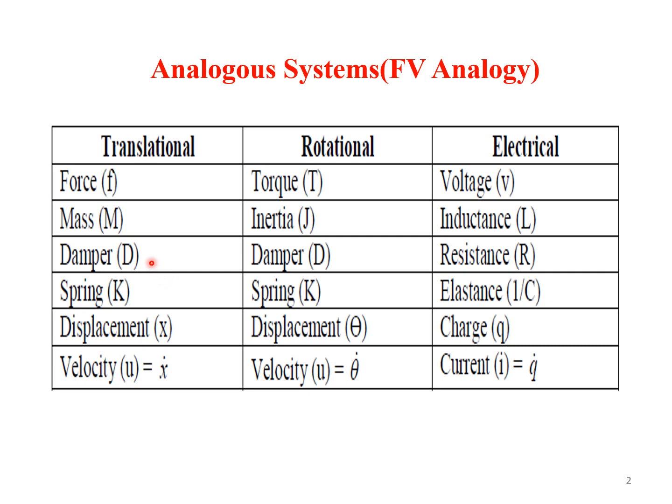And mass is considered as equivalent to inductance, and damper D is considered as equivalent to resistance. Spring constant K is considered as equivalent to the reciprocal of capacitance, which is termed as elastance. And displacement x is considered as equivalent to charge q, and velocity is considered to be equivalent to the current value I. So you need to remember this.